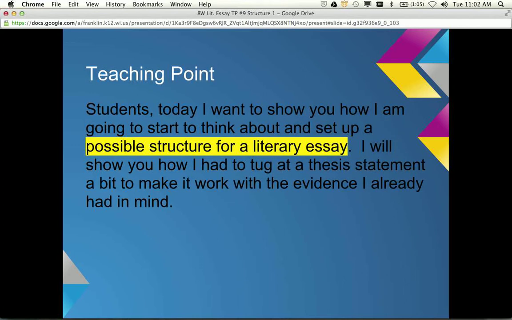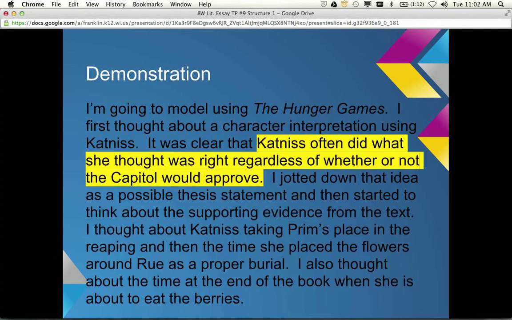Students, today I want to show you how I am going to start to think about and set up a possible structure for a literary essay. I will show you how I had to tug at a thesis statement a bit to make it work with the evidence I already had in mind. I'm going to model using the Hunger Games. I first thought about a character interpretation using Katniss. It was clear that Katniss often did what she thought was right, regardless of whether or not the Capitol would approve. I jotted down that idea as a possible thesis statement, and then started to think about the supporting evidence from the text. I thought about Katniss taking Prim's place in the reaping, and then the time she placed the flowers around Rue as a proper burial. I also thought about the time at the end of the book when she is about to eat the berries.